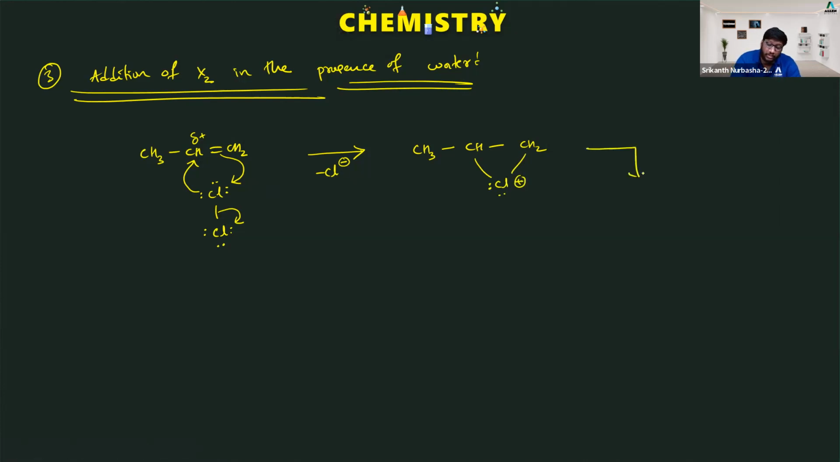Now earlier, what should happen, students? The chloride ion which was released is supposed to attack this particular carbon. Yes or no? Earlier, in the case of a non-polar solvent, the halide ion released in the first step acts as a nucleophile and attacks the electrophilic carbon. But now, what happens if you have water? If you have water, water will act as the nucleophile now. The lone pair of electrons on oxygen is now going to attack this particular carbon.